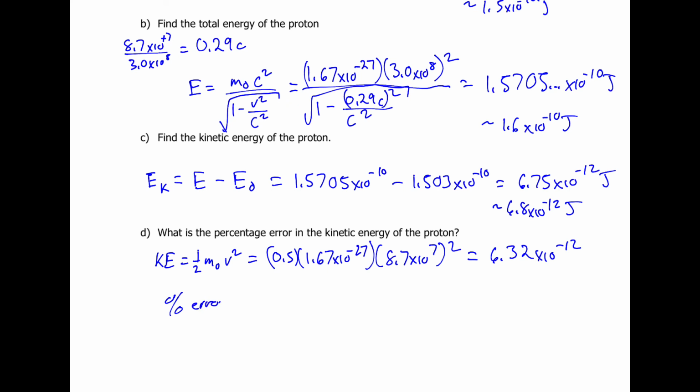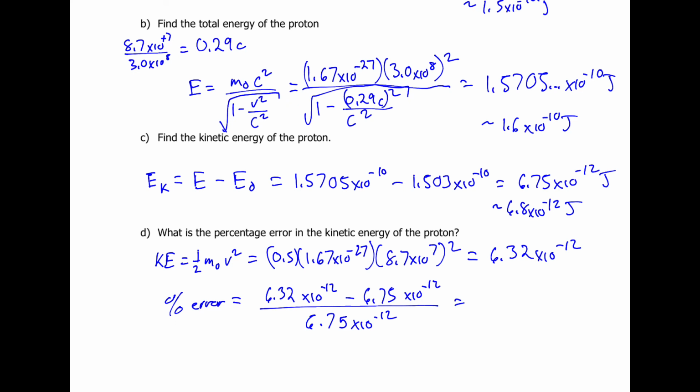So to get a percent, 93% similar. Percent error, we do it the other way around. So we go 6.32 times 10 to the minus 12 minus 6.75 times 10 to the minus 12. Probably could have ignored the times 10 to the minus 12s, though. That's quick math on that. If you're typing into calculators, don't use the exponential notation. It cancels out. So just type the numbers.